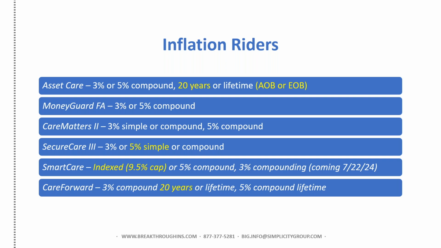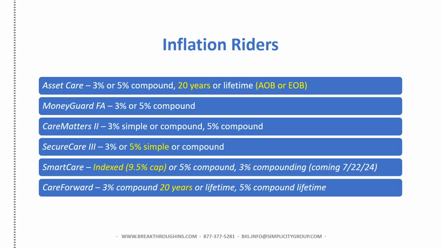Now, Smart Care does some strange things here because it's the only indexed UL product in the marketplace. So you can pick indexed inflation or 5% compound. Now, they've just announced that they are coming out with a 3% compound inflation option in July of this year. So we'll see what that looks like when they get it. But for now, you do not have a regular 3% compound, which is the most popular. You have to use the indexed or the 5% or no inflation at all. So let's talk a little bit about the indexed inflation option because it's different than everybody else.